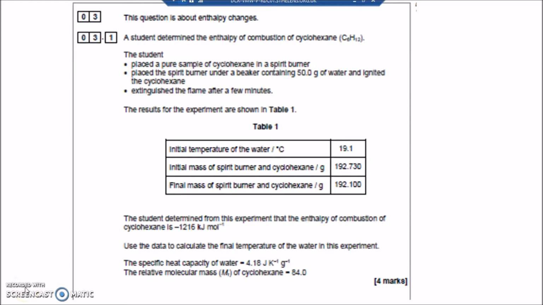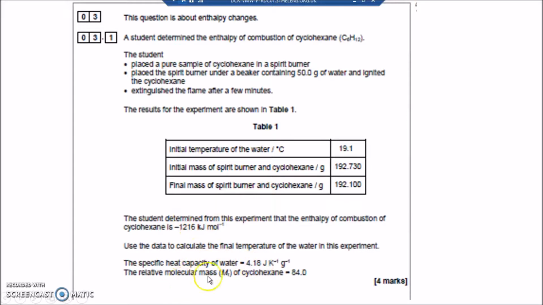Question 3. A student determined the enthalpy of combustion of cyclohexane. So let's have a look what we've got in the question. We've got 50 grams of water being heated by cyclohexane being combusted or burnt. We've got the initial temperature of the water, we've got the amount of fuel being burnt, if we subtract those 2 numbers, we've got an enthalpy change for burning 1 mole, so in kilojoules per mole, so the kilojoules of energy that are released from burning 1 mole of cyclohexane.